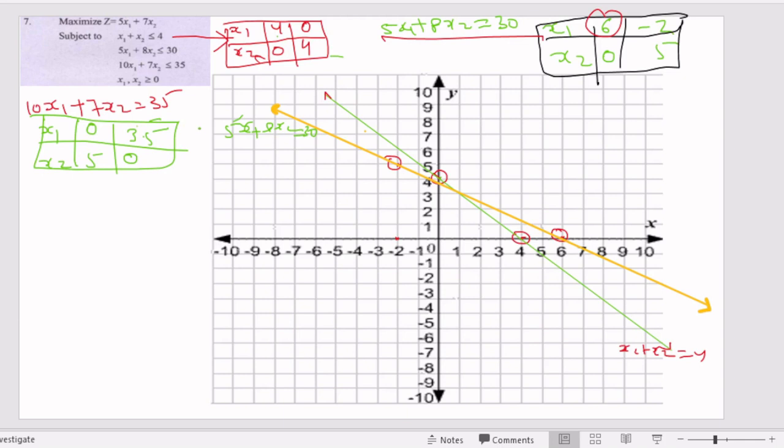Similarly, we have to draw the third one. When x1 is 0, x2 is 5, so this point. When x1 is 3.5, it will be here, and x2 is 0, so which point? This point. Let's draw this line also. The name of this line you have to write is 10x1 plus 7x2 is equal to 35.